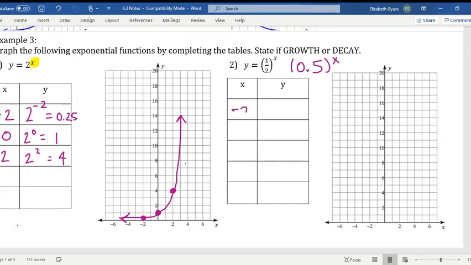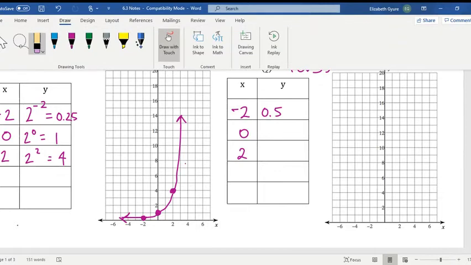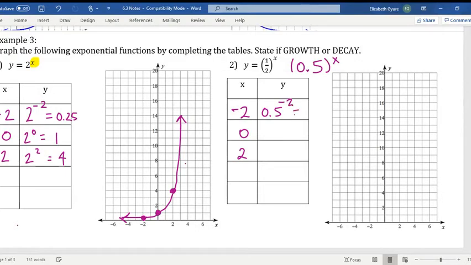And we're still going to plug in -2, 0, and 2. With this one, we only have the one number, so you don't have to use your parentheses if you don't want to. They put parentheses on this because it was a fraction, okay? But since it's just the one number, you can drop the parentheses if you want. So we're going to have 0.5 to the -2. We're going to plug that into our calculators.